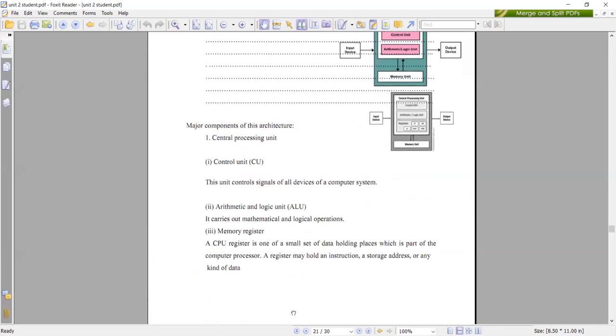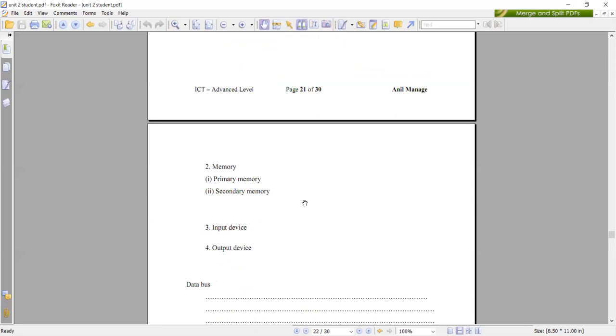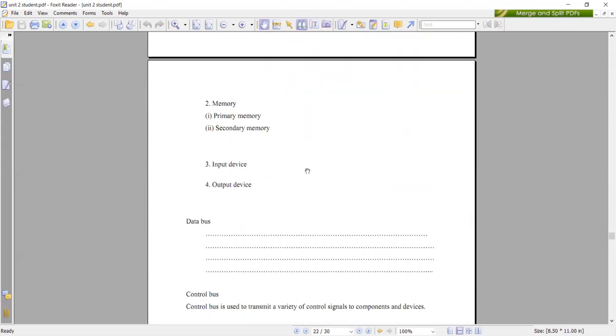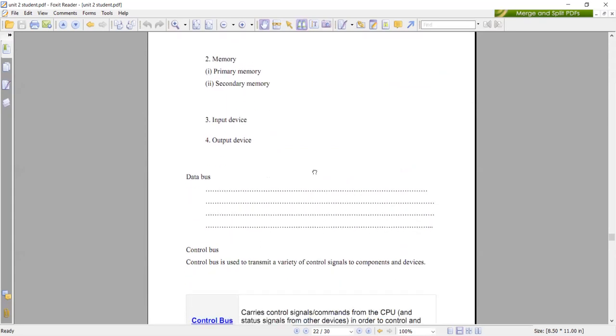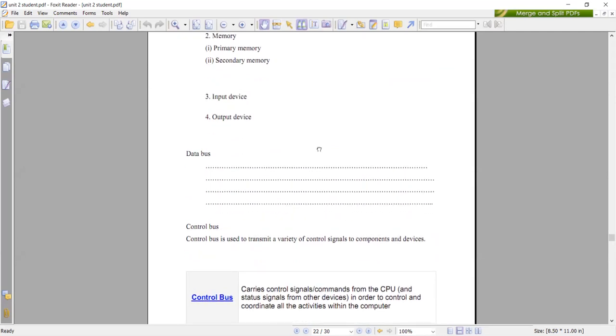Then you have the memory, called the memory unit. The memory unit consists of either primary memory or secondary memory. We have discussed primary memory earlier. Primary memory can be either RAM or ROM. For secondary memories, we have discussed optical devices, magnetic devices, and solid state devices, right? Then we have input devices, which we did last week, and the output devices, right? Then there are the buses: the data bus, control bus, and address bus.